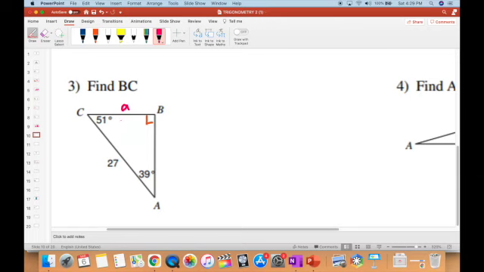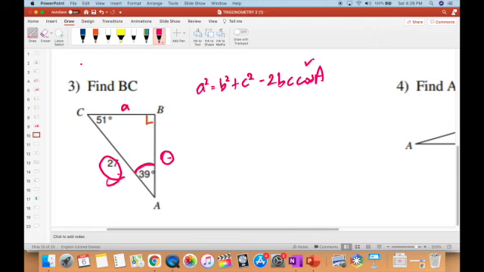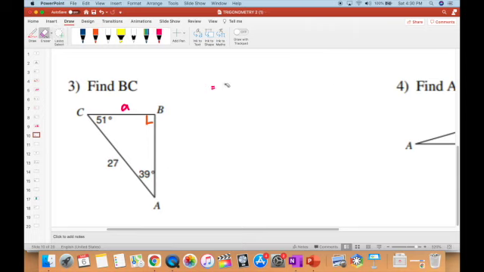So we know we want to find the side A. So A squared is equal to B squared plus C squared minus 2BC cos of A. Do we have the angle A? Yes, we do. Do we have the other 2 sides? No, we don't. Remember, in order to use the cosine rule, you have to have 2 sides and the included angle. So we do not have 2 sides and the included angle, so we can't use the cosine rule here. So we rule that out.